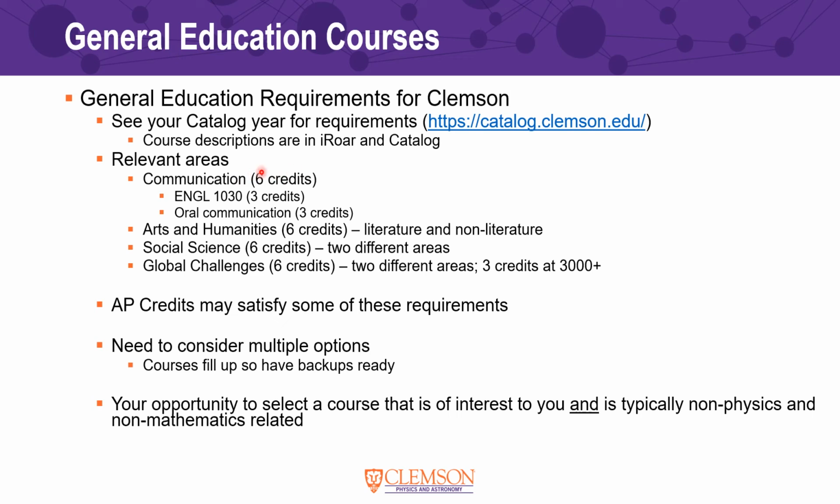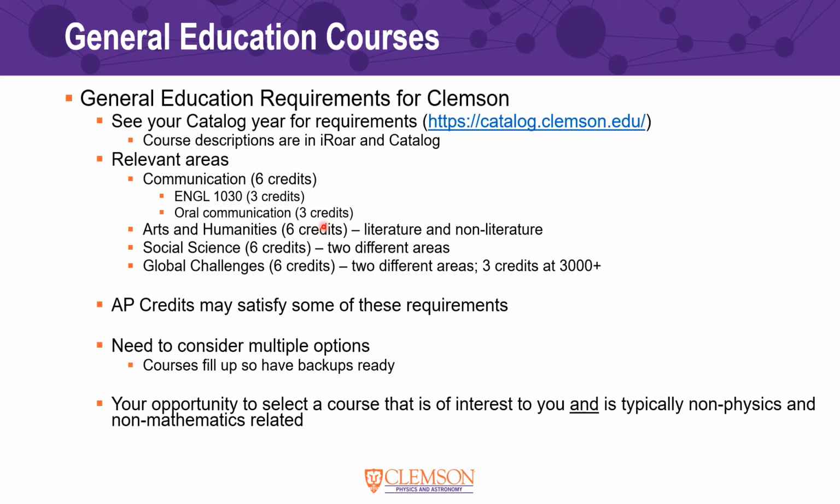The university requires you to take 6 credits in communications. One of those classes is hardwired to be English 1030, which is composition class. That's 3 credit hours. For College of Science students, this will be a spring semester course. The second is 3 credits in oral communications. Typically, they're Communications 1500 or 2500. So that's either public speaking or just introductions to communication.